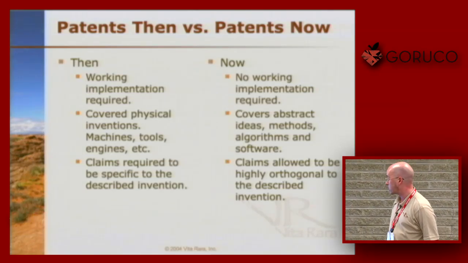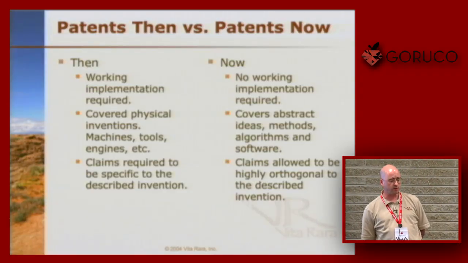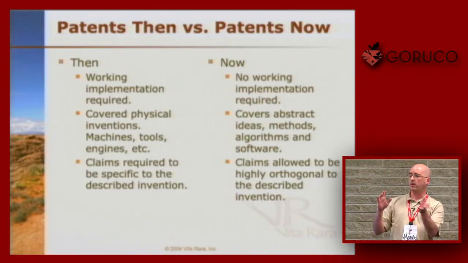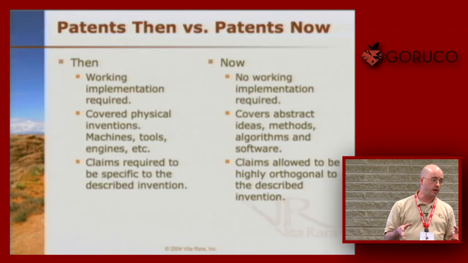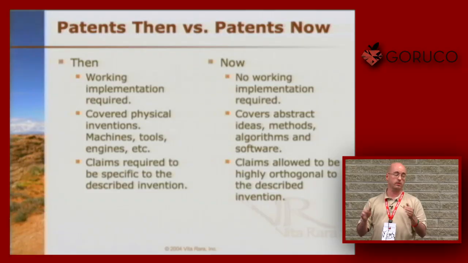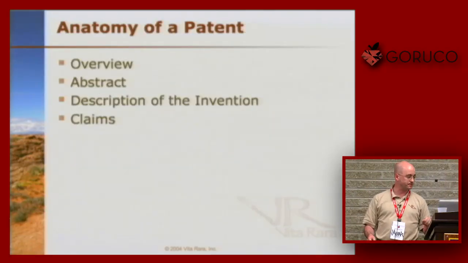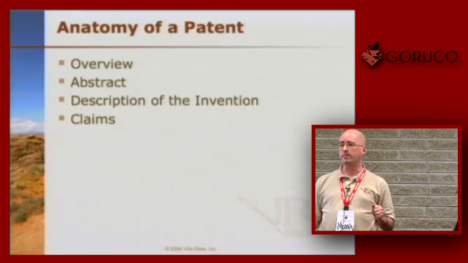And the claims, and this is the main thing that pertains to software developers. We understand orthogonality in software, and I'm going to cover a little bit about how orthogonality has gotten into the patent process. And it is what is really killing us when it comes to software patents. So if you've ever looked into a patent, it's basically broken up into 4 parts.